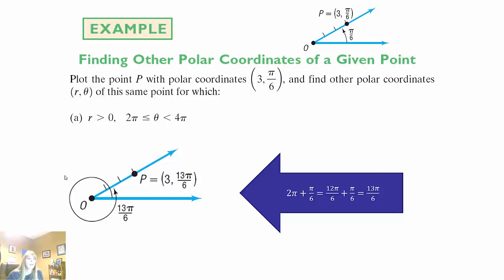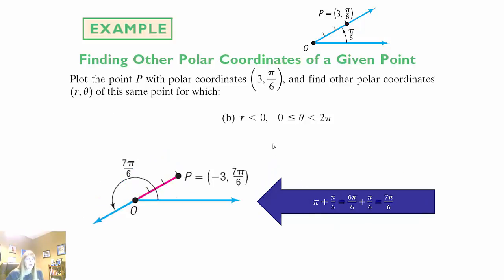So how do I know how far I went? Well, I went all the way around 2 pi and then added pi over 6. And that's what I'm doing over here, I'm getting a common denominator, and that gives me my new angle, 13 pi over 6.